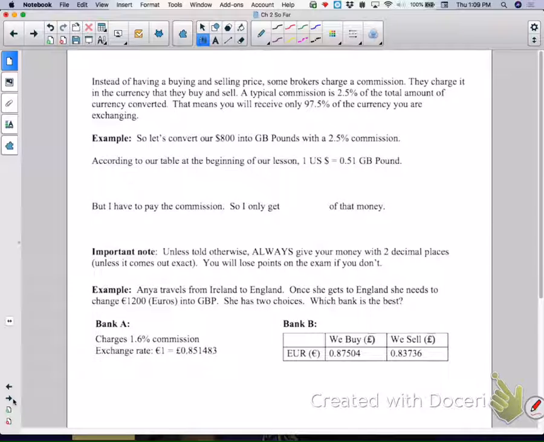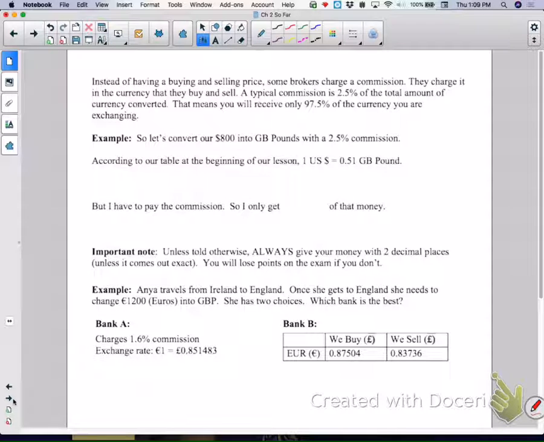Now, sometimes instead of having a buying and selling price, they just have a commission. So they'll convert your money at whatever the current conversion rate is, but then they have a commission. The typical commission is about 2.5% of the total amount of the currency that you're converting. And so that means that you're actually really only going to get 97.5% of that money.